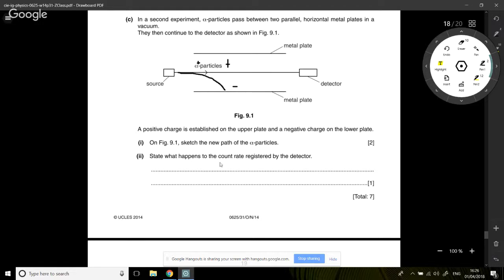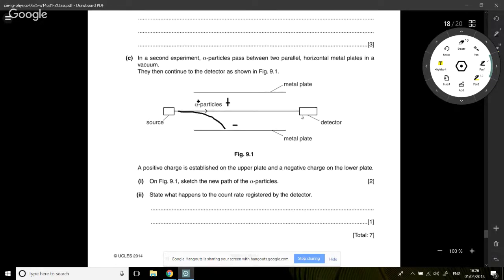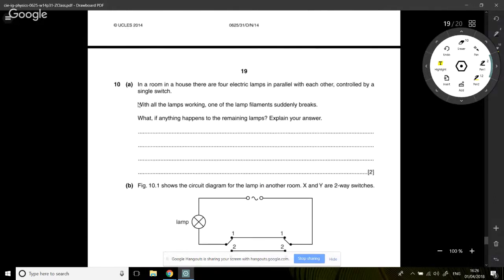And then state what happens to the count rate by the detector. Well, it must either reduce somewhat, or reduce all the way down to the background level, depending on how strong this charge is and how close the source is. But basically, the overall answer is reduce to background levels.